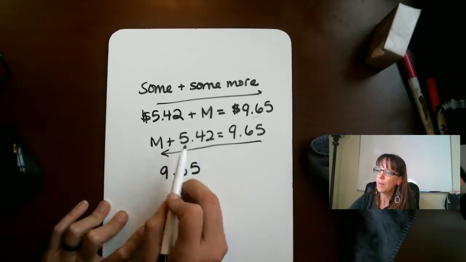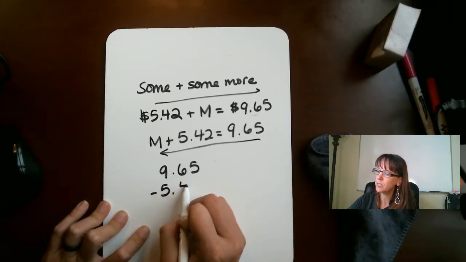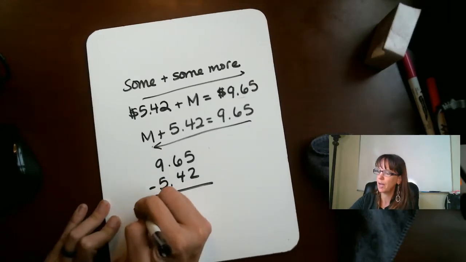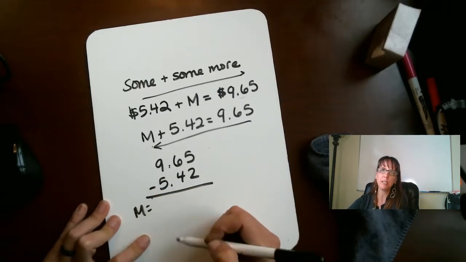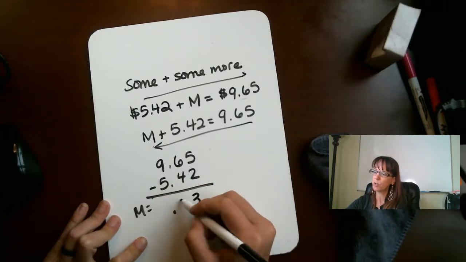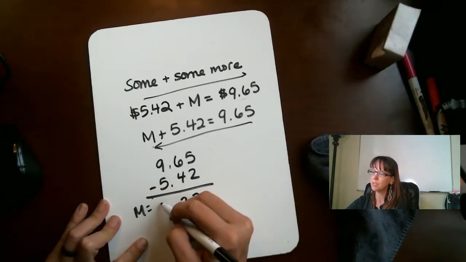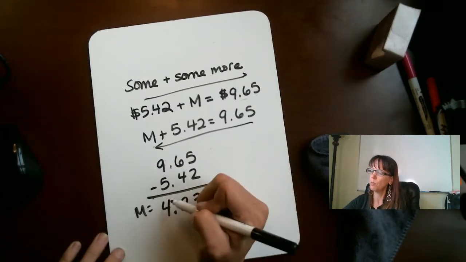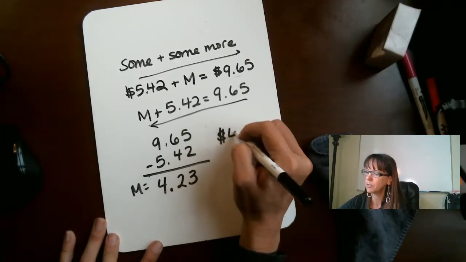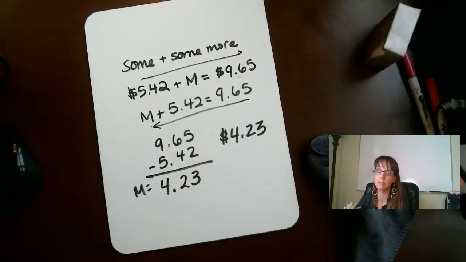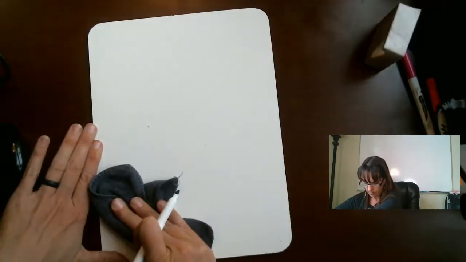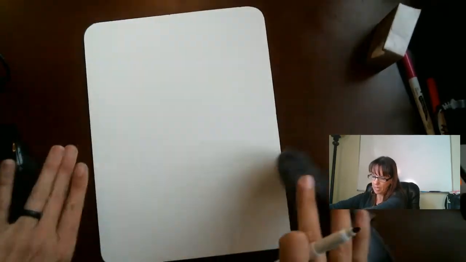9.65 minus 5.42 gives us M. Okay, we'll solve for M. Remember to line up your decimals when you're doing this. 5 minus 2 gives us 3. 6 minus 4 gives us 2. 9 minus 5 gives us 4. So how much did his mom give him? $4.23. Good work.